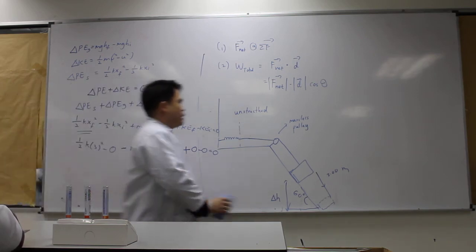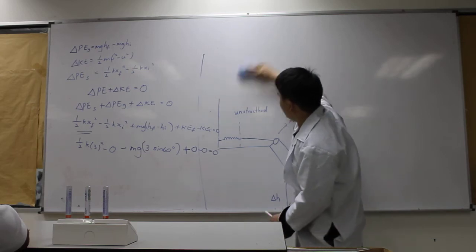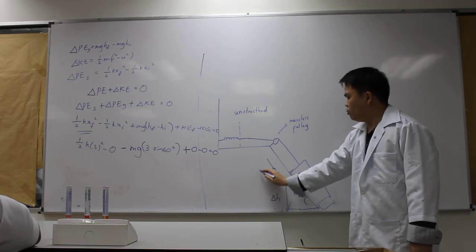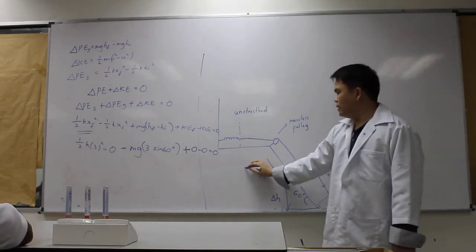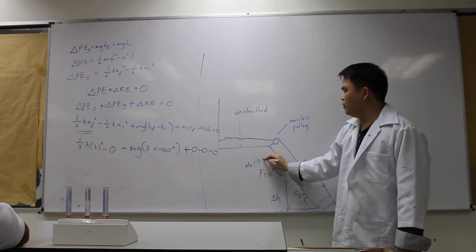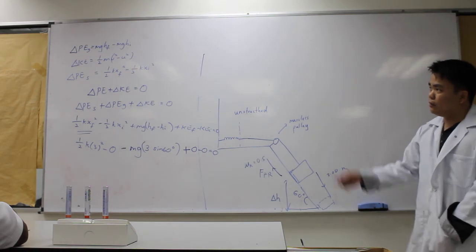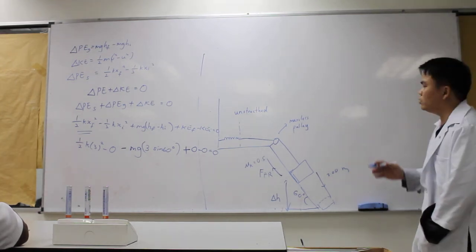And if I make it tougher, there is another frictional force here, F_fr. And let's say mu k equals 0.5. Then this one, which we will cover in foundation, will use another formula. There are two formulas to solve this question.